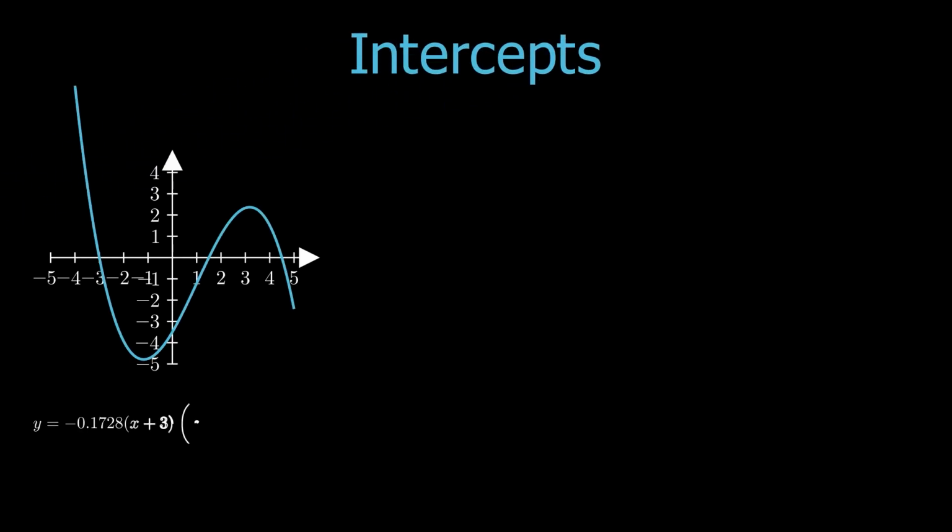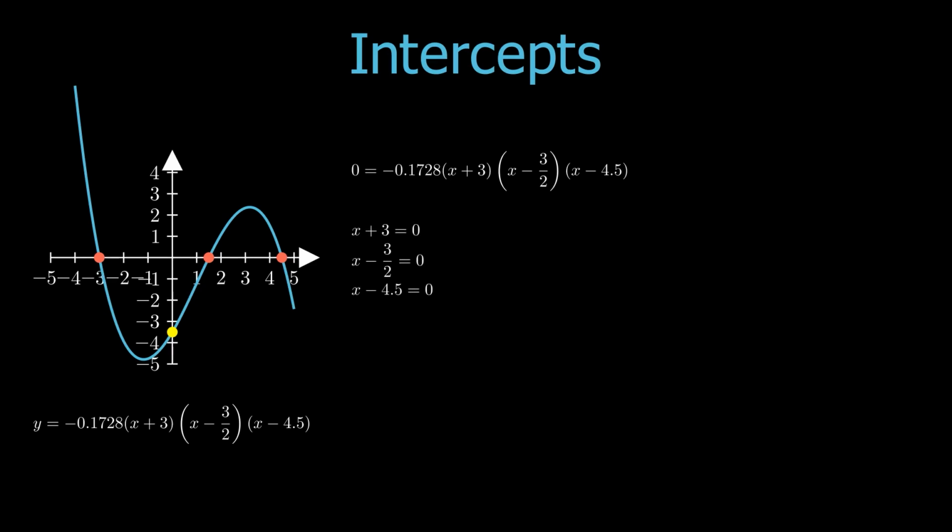Intercepts are points where the graph of an equation crosses the x-axis or the y-axis. The x-intercepts are points where the graph crosses the x-axis, and y-intercepts are points where the graph crosses the y-axis. In addition to visually identifying the intercepts, we can also solve for the x-intercepts by setting y to 0 in the equation and solving for x. Since each x term in the equation is multiplied by another term, we can set each term to 0 and solve for x. Solving for x, we get the x-intercepts as shown in the graph.